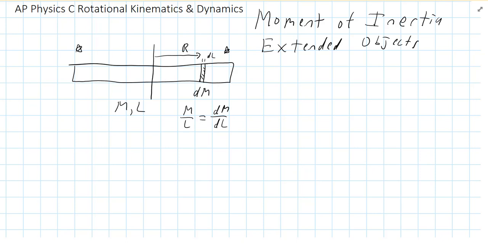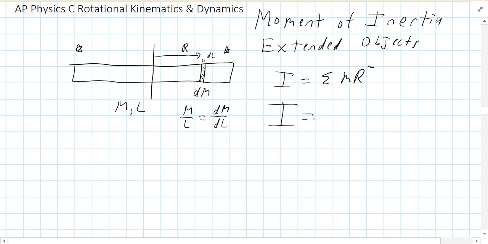Now, for moment of inertia for extended objects, for point masses we had the sum of the mr squareds. Here's what you do if you have an extended object: you integrate, and we'll start with the r squared, and then you say dm. So what you're really doing is taking a whole bunch of infinitely small masses, finding each of their little teeny moments of inertia, and then adding them up.